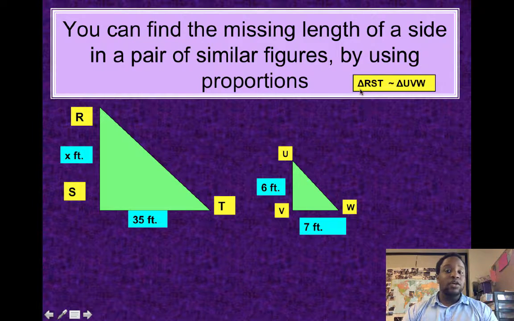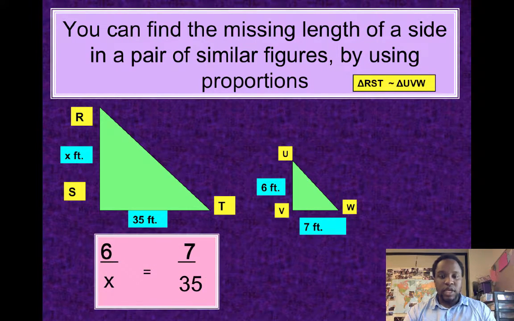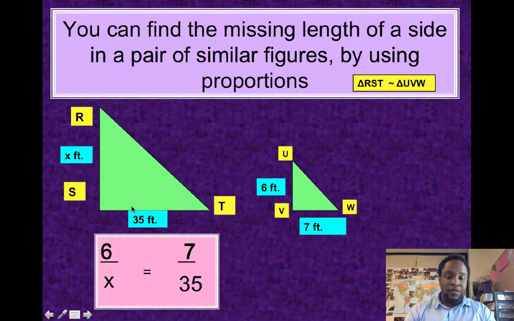So we're given that triangle RST is similar to triangle UVW. So RST to UVW. Okay, so what we can do is set up a proportion. Remember, we need to keep the corresponding sides on top of each other. So we can say that 6 over x is equal to 7 over 35 because UV are the first two letters of the similarity statement for triangle UVW, and RS are the first two letters in the triangle RST. So we know that UV and RS are corresponding. So we say 6 over x equals 7 over 35.